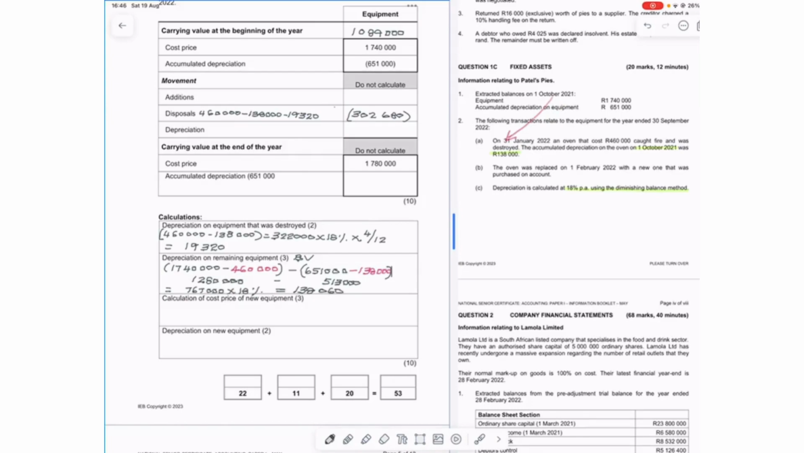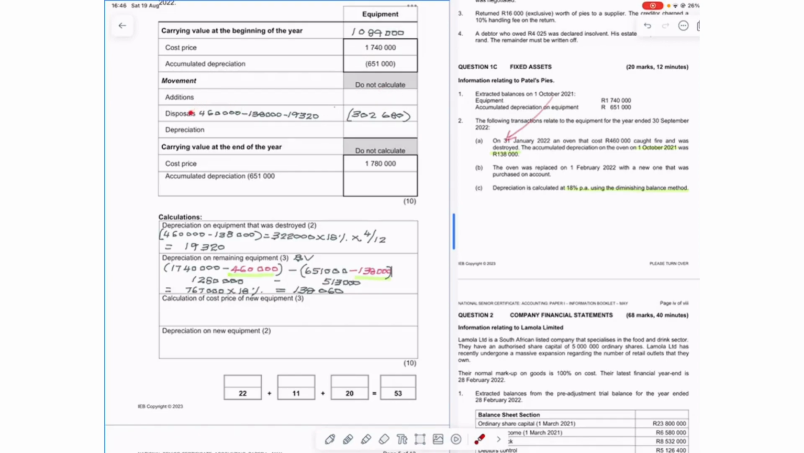So just to recap, remember that you've got to take away the oven that was destroyed, both from the cost price and from the accumulated depreciation. Now we've got to calculate the cost price of the new equipment. So we've got cost price at the beginning of the year. We're trying to establish this figure here.